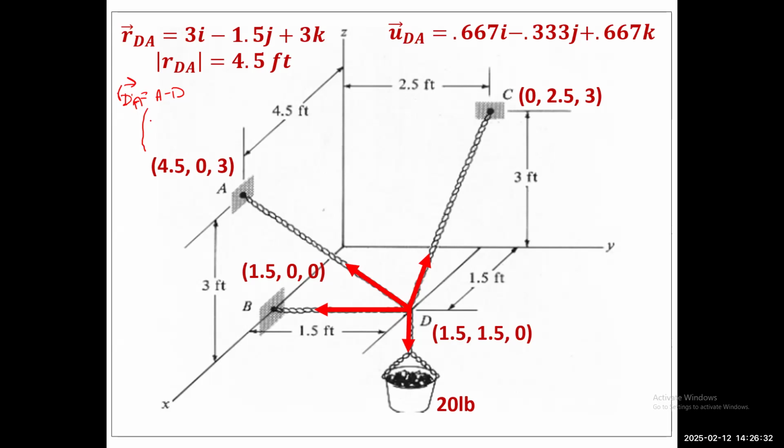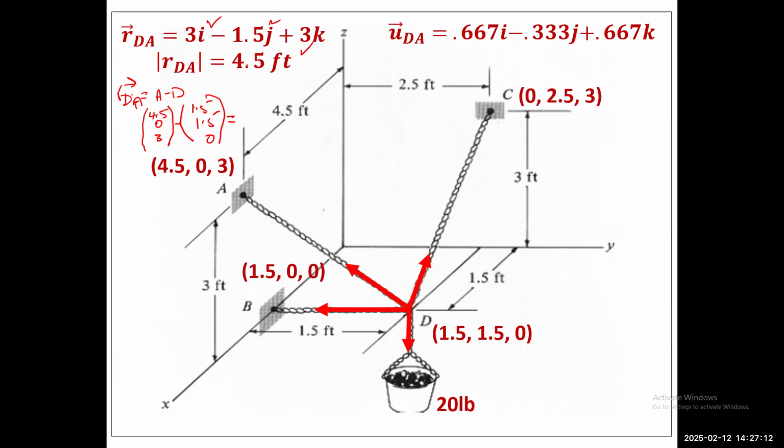So A, what was A again? A was 4.5, 0, 3, and you minus. Remember this methodology, and D would have been 1.5, 1.5, 0, and then you subtract. So when you subtract, for the x you get 3, for the y you get minus 1.5, and for the z you get 3. So you see there all 3 values here.